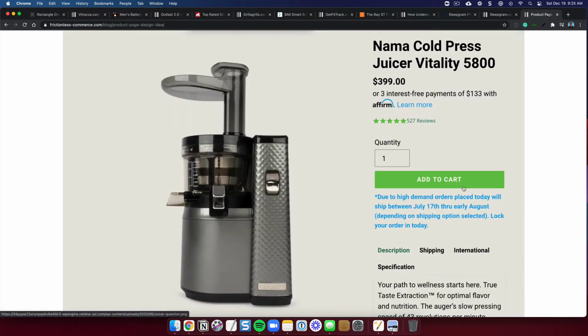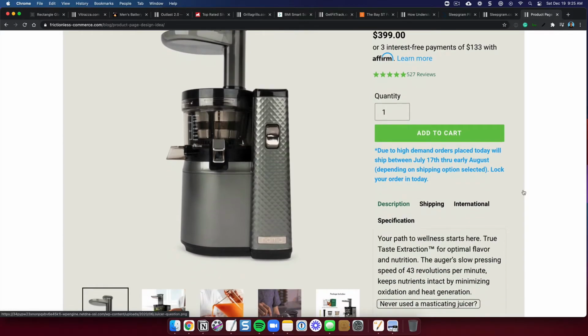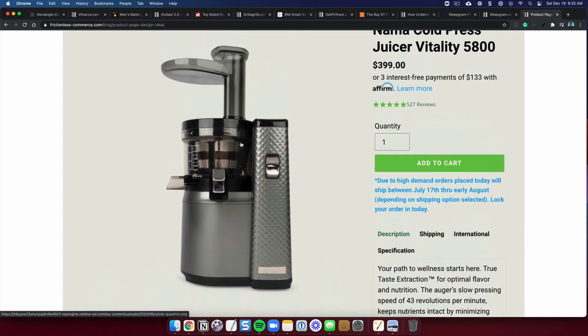And I want to give just one final example, and this is an important one as well. So this product over here is a masticating juicer, which means that the motor moves in a very slow, methodical way, and it's designed to maximize the extraction of juice from fruits. Now, there are 2 types of people coming to this page. Some people know what a masticating juicer is, and some people are new to the category altogether.